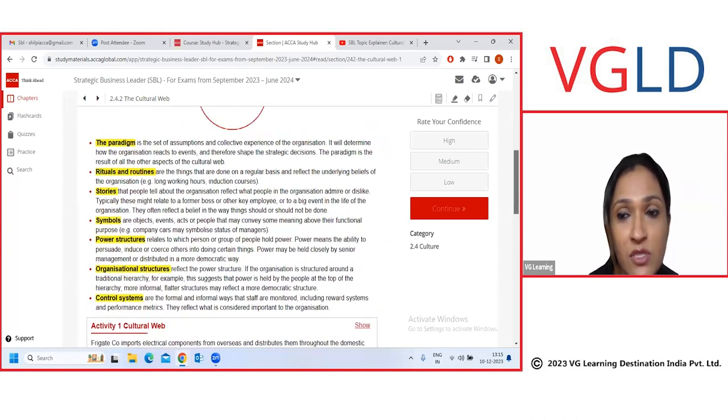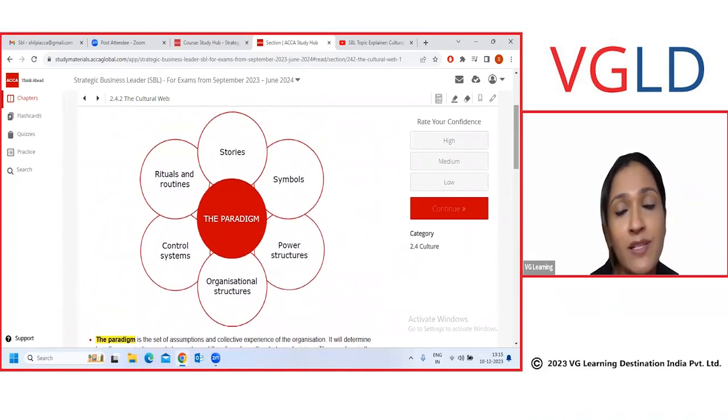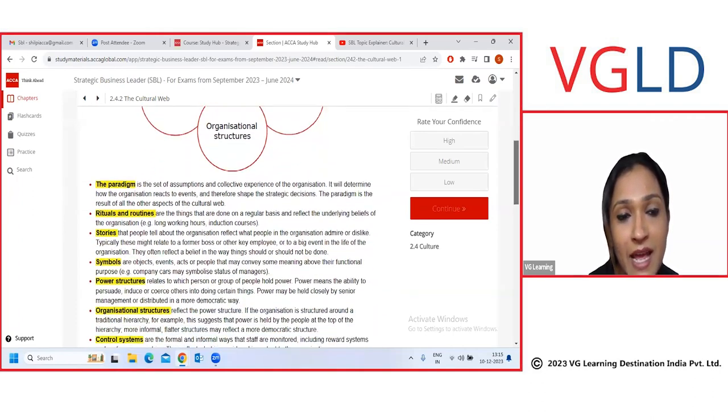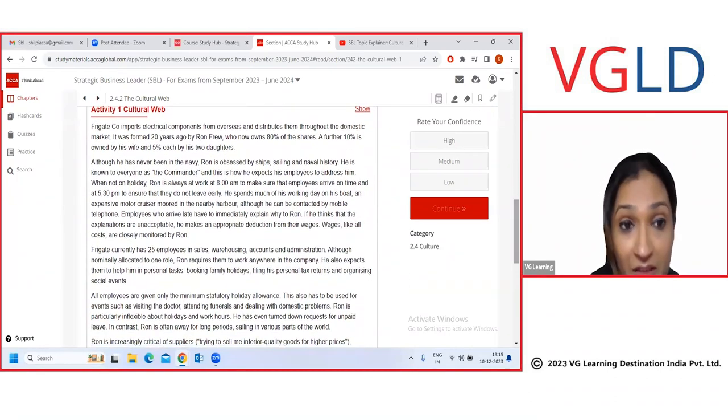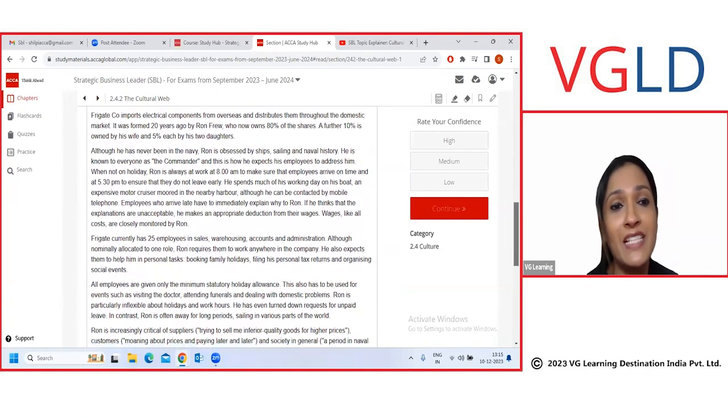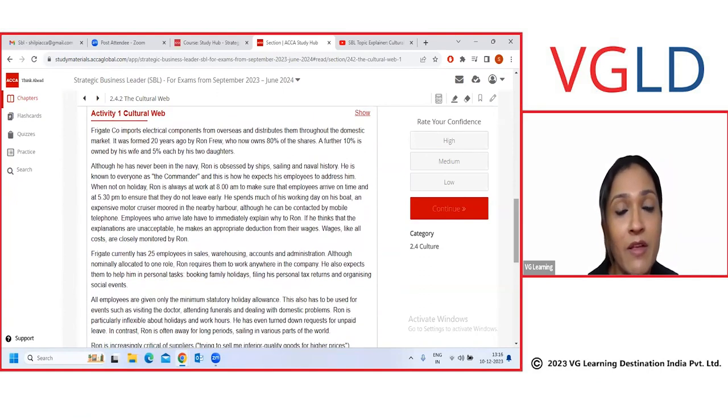Just in case you still don't have the headers on you, note this down on your WordPad, please, very quickly. Note down the headers on your WordPad. If you're done with noting down in the WordPad document, let's dig into the question and figure out information which is relevant to each of these aspects of the cultural web. Very quickly, read through the activity. Let me know when you want me to scroll down, please.